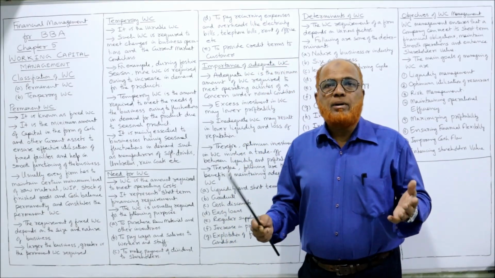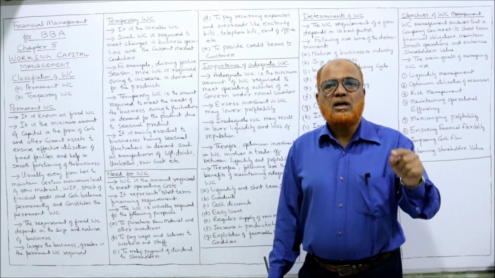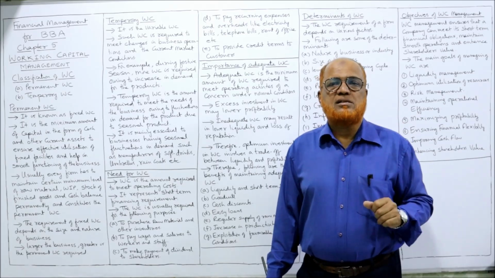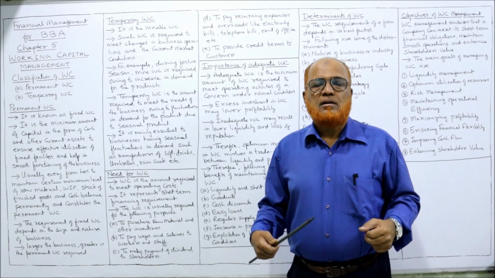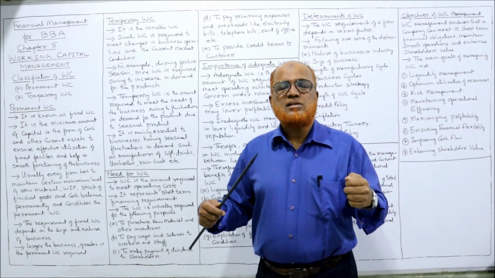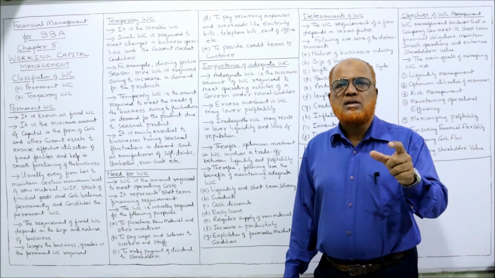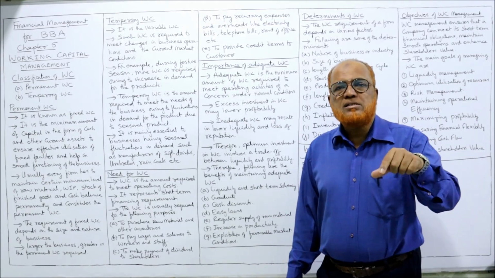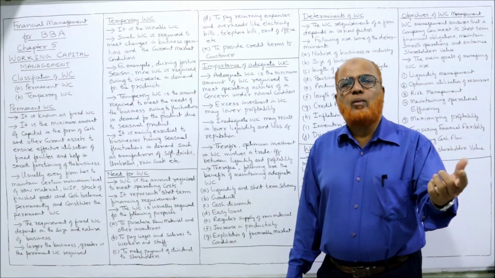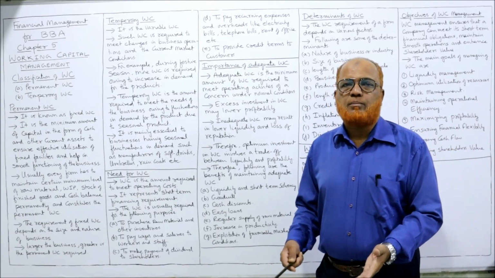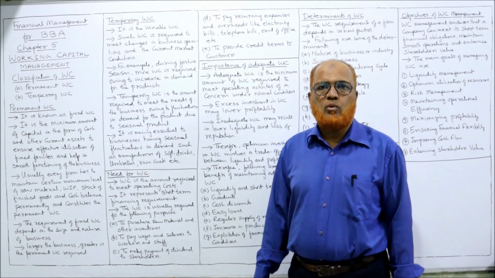Similarly, umbrellas, raincoats, the demand will increase during rainy season. The sweaters, these sweaters demand will increase during winter season. So there are many products which are seasonal. So during season, the demand will be more. When the demand is more, the working capital requirement will also be more.